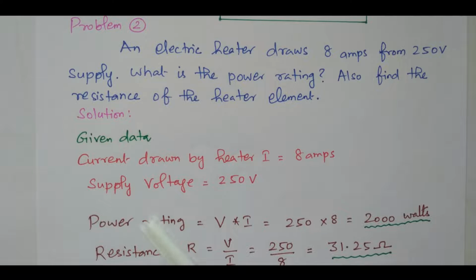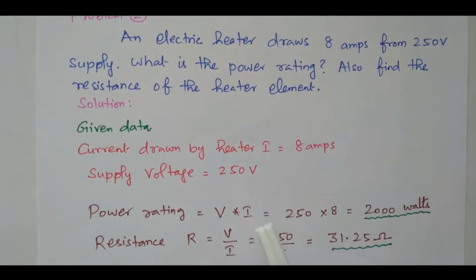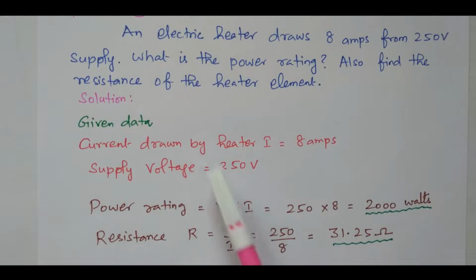The second problem: an electric heater draws 8 ampere from a 250 volt supply. When the electric heater is connected, it takes 8 amperes from the 250 volt supply. What is the power rating? And also find the resistance of the heater element. Two questions we need to find: the power rating and the resistance of the heating element. The given data: the current drawn is 8 ampere, the supply voltage is 250 volts. So these two data are available, supply voltage and the current.